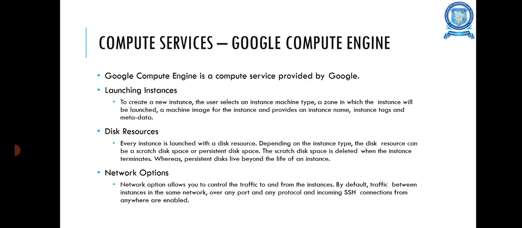Then the next one is the Google Compute Engine. The Google Compute Engine is a compute service provided by Google, that also contains the same networking options, disk resources and launching options as in launching an instance. To create a new instance, users select the instance machine type. Then for disk resources, every instance is launched with a disk resource. Depending on the instance type, the disk resource can be a cache disk space or persistent disk space. The next one is the network option. The network option allows you to control the traffic to and from the instance. By default, traffic between instances is allowed in the same network.